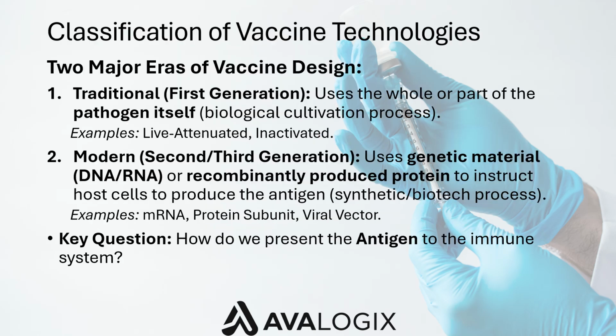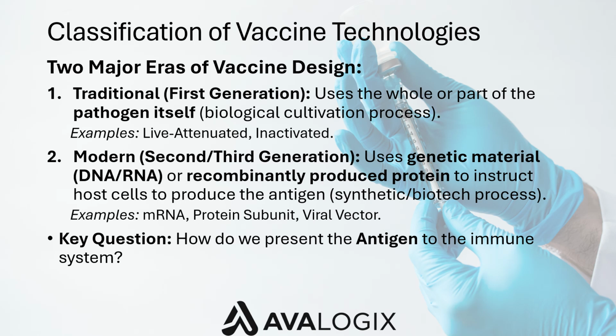All vaccine design, whether old or new, boils down to finding the most effective and safest way to present that mugshot to the body. Vaccine technology can be logically grouped into two major eras, which we refer to as traditional and modern platforms. The traditional or first generation vaccines relied on using the actual organism, either the whole bacteria or virus or a large, purified part of it. The challenge here is always managing safety. How do you ensure that the preparation stimulates immunity without causing disease? This approach often involves large-scale biological cultivation and chemical inactivation, processes that are inherently slower and less flexible.